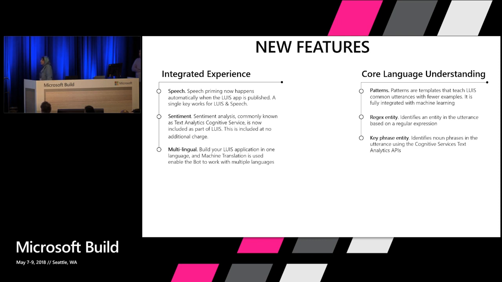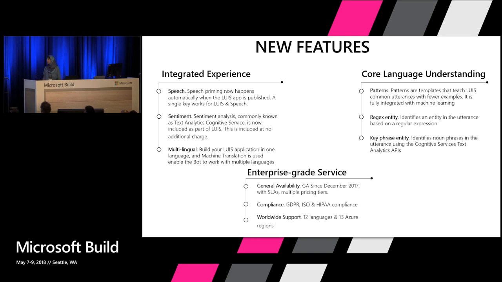And now we're also offering a bunch of new entities, like regular expression entities. So now you have a character-based regular expression entity for maybe your credit card number or your social security number and so forth, if you're trying to detect that in your bot, as well as the key phrase entity from text analytics. And the third bucket is the enterprise-grade service.